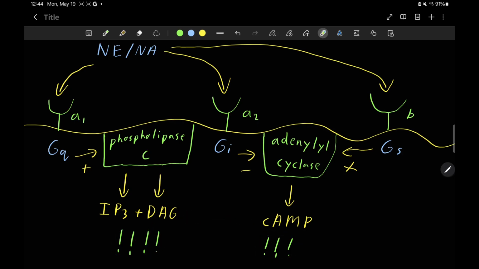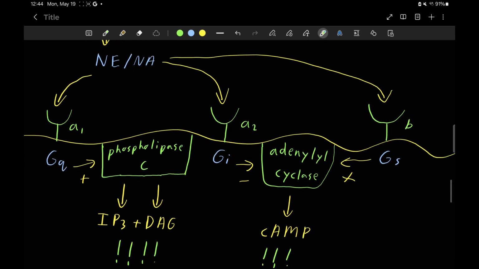But basically, your alpha-2 and beta receptors, they can kind of counteract against each other. Since one lowers adenyl cyclase activity, the other one increases the activity, they counteract each other to strike a balance in overall adenyl cyclase activity to keep response under control.